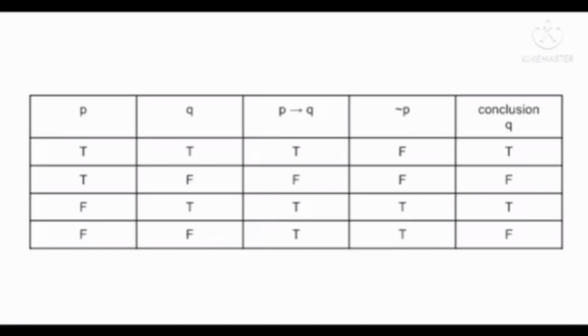Last is the conclusion. Conclusion is Q, so you should copy the variable Q. True, false, true, false. Therefore, the statements are invalid.